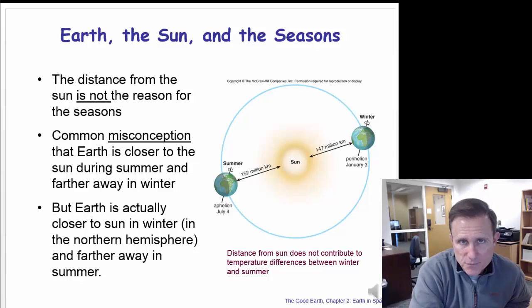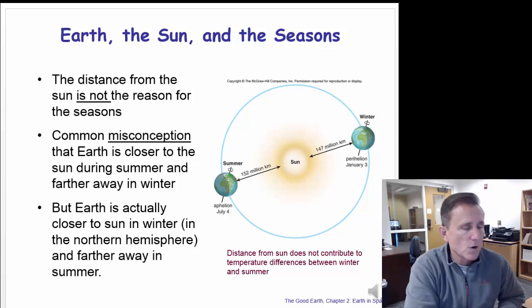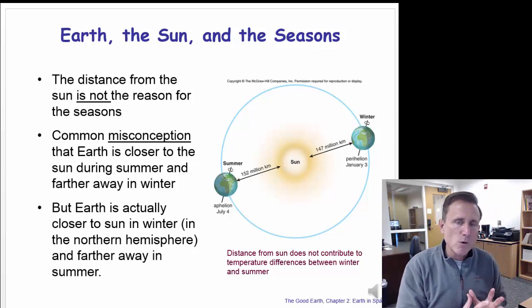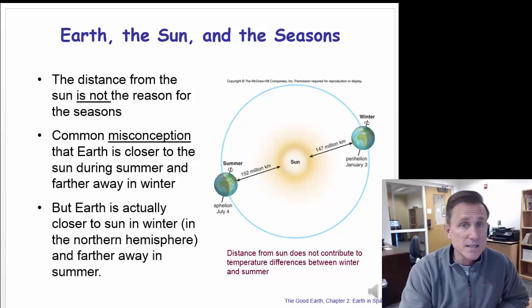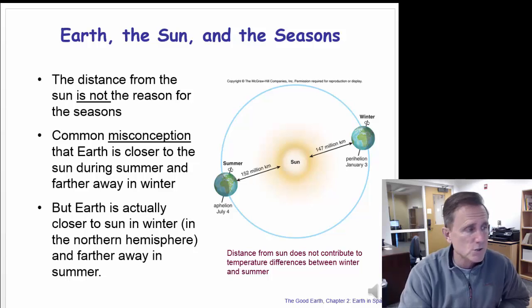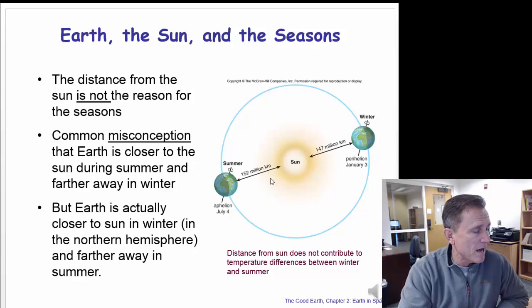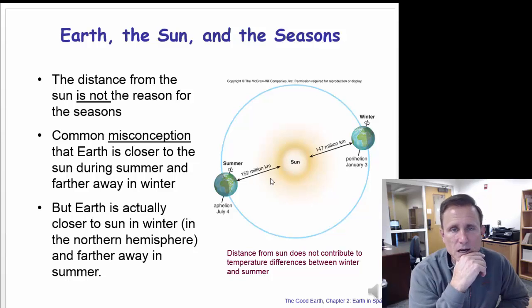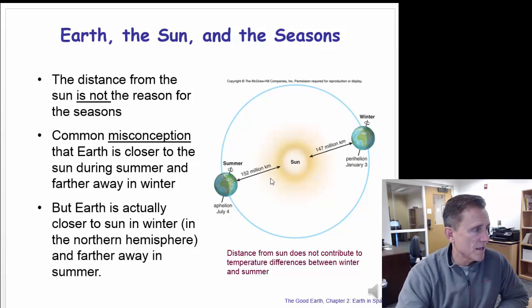Now, that difference in distance does have some subtle impacts on the actual season and seasonality, but it is not why we have one season or the other. The reason why we have summertime or wintertime is the amount of incoming solar insolation, the amount of solar radiation that strikes the earth. And again, that amount is controlled by the tilt of the earth and the latitude that you are.